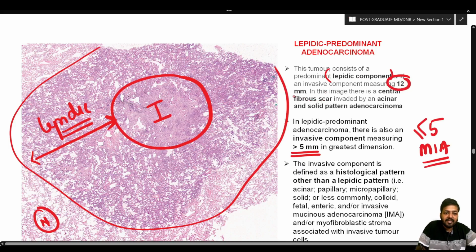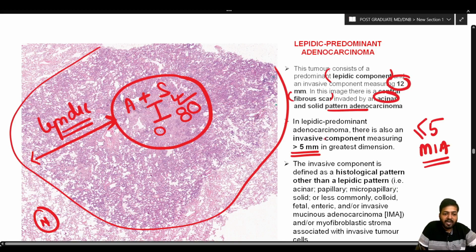In this image, there is a central fibrous scar, as we can appreciate. This is the central area. It is invaded by acinar and solid pattern of adenocarcinoma. So over here, you will see the acinar, meaning, can you see the small glandular structures? So these are the acinars, and there are certain areas where there is solid growth also. So both these patterns are present, and this is basically exemplifying the invasive component.